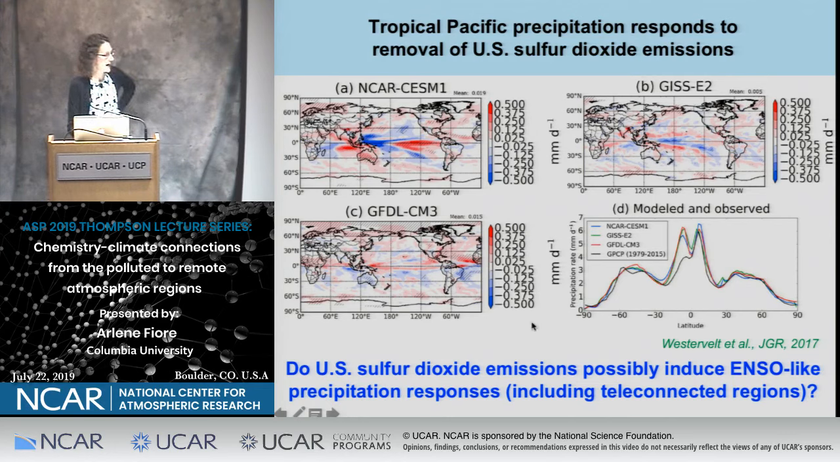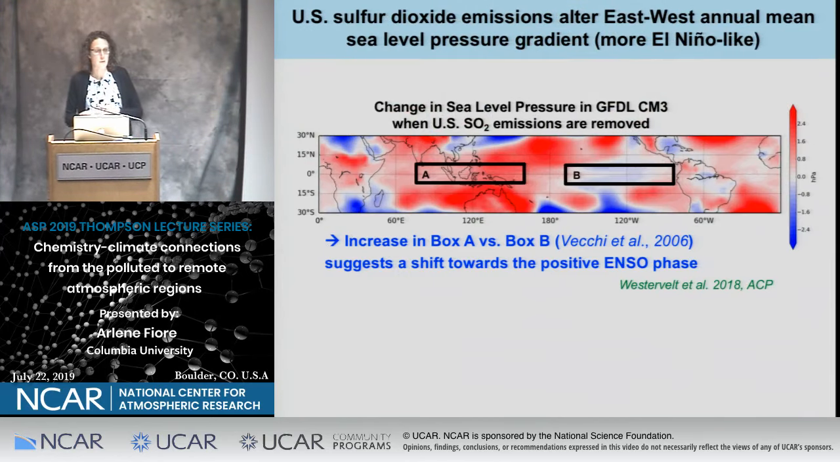But the question we got interested in here is whether these changes in anthropogenic emissions are actually inducing ENSO-like precipitation responses. And so if we're changing rainfall patterns in the tropical Pacific, is this an ENSO kind of thing that's also teleconnecting into other regions? To do this, we first had to define an ENSO index in the models. And the one that Dan selected is from Gabe Vecchi's 2006 paper, which is basically based on the longitudinal difference in sea level pressure, a measure of that Walker circulation in the equatorial Pacific.